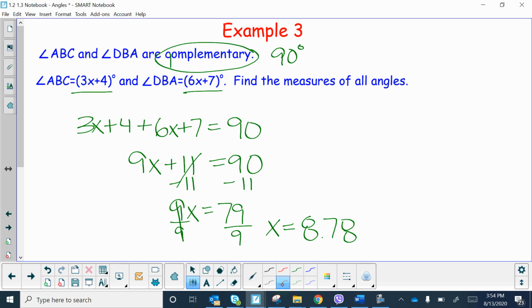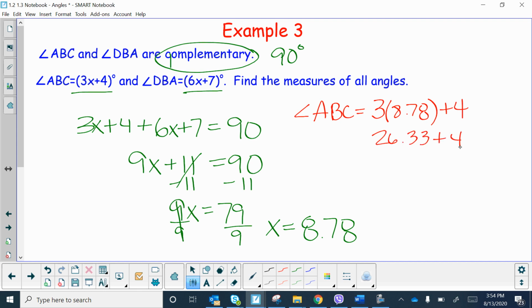Angle ABC. So that's 3, and we're going to take that 8.78 and plug it in for x, and then add 4 to that. So I'm going to times that by 3. I get about 26 and a third. And now I'm going to add 4 to that. So angle ABC is equal to 30.33 degrees. Okay, 30 and a third.